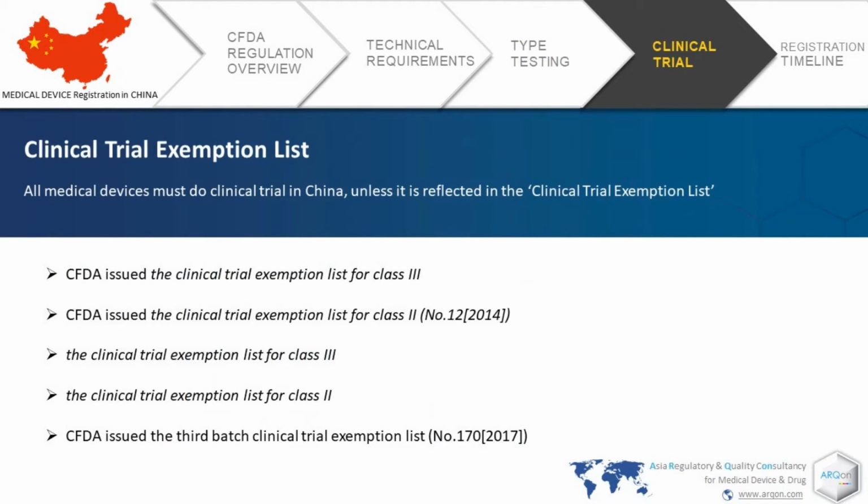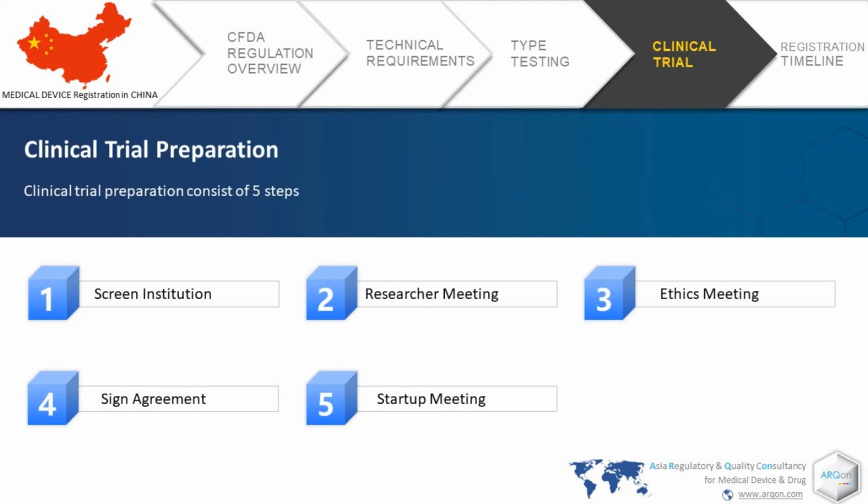All medical devices must do clinical trial in China, unless it is reflected in the clinical trial exemption list. To prepare for clinical trial, it is recommended to choose 2 to 3 institutions for clinical trials and organize a research meeting for each product for discussion and determination of the clinical trial protocol. After organizing the research meeting, there is a need to prepare an ethics meeting to obtain ethical approval. ARQon China will then assist in achieving the agreement between applicant and research institution. Lastly, a startup training meeting is needed for each institution.